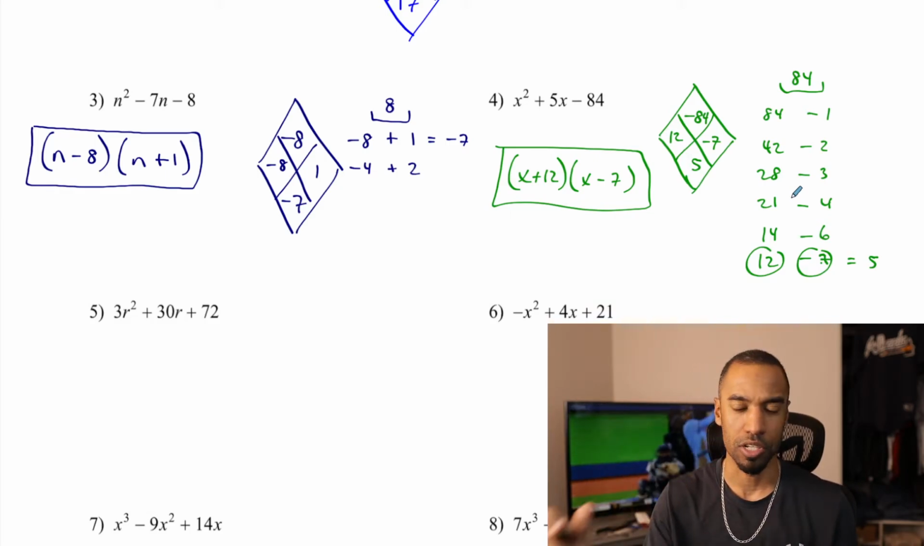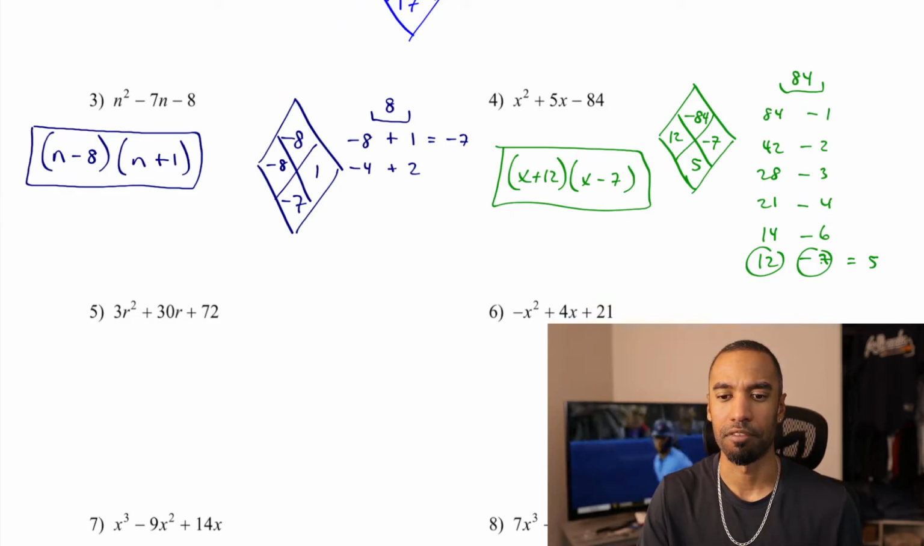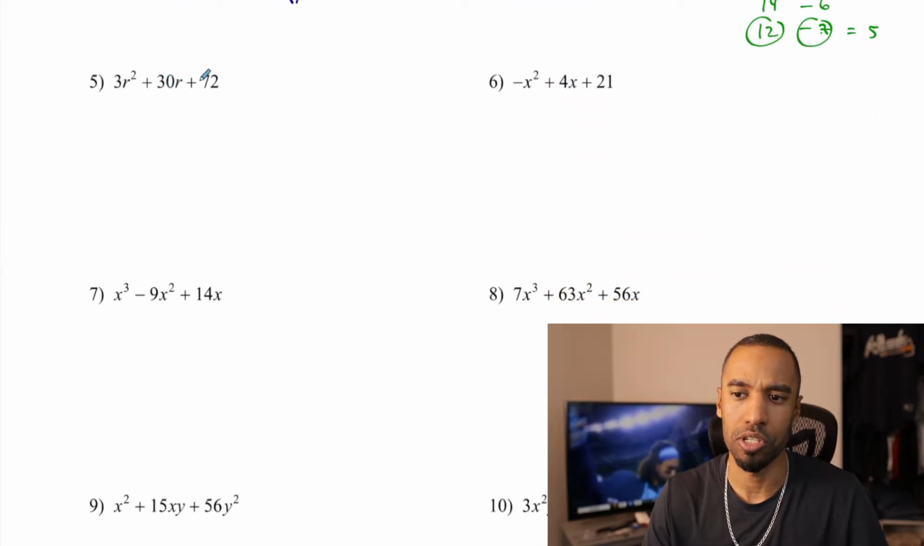Maybe I'll give you some other strategies. But let's keep moving forward. Let's go to number 5. Number 5, we have 3r squared plus 30r plus 72.